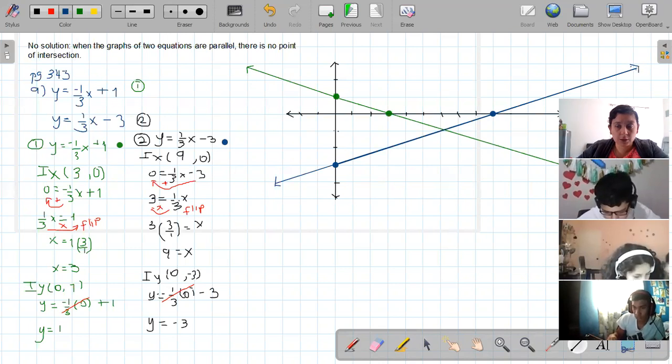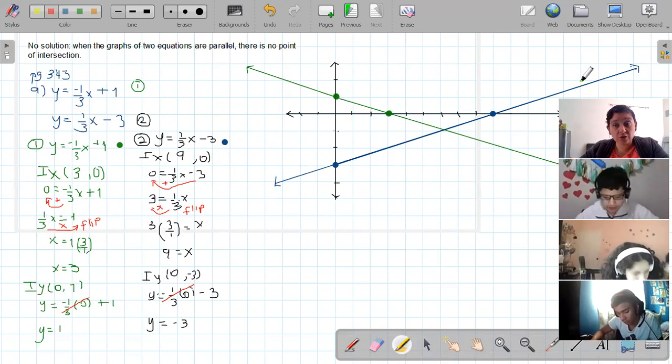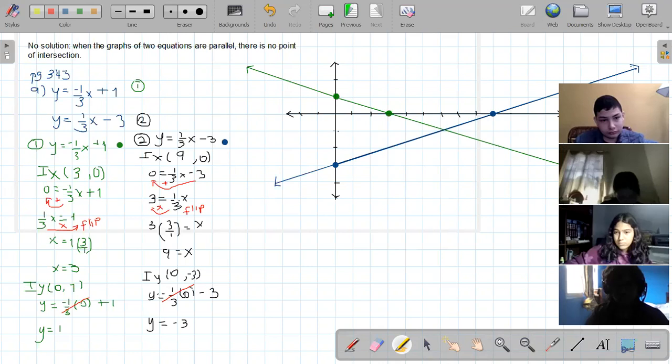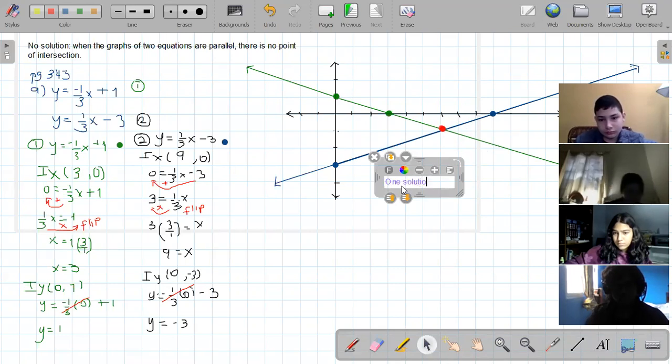Now, the question is, do those 2 lines intersect in one point? Do they touch each other at one specific point? Yes or no? Do they intersect at a specific point? Yes, they intersect right there. Okay, so it has one solution. It has one solution because they intersect in one point.